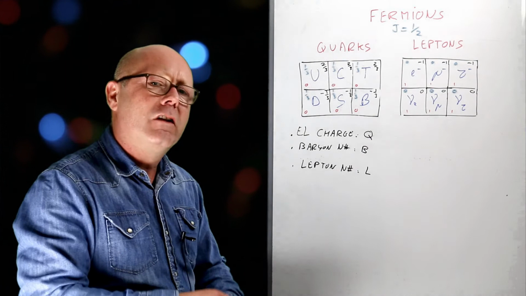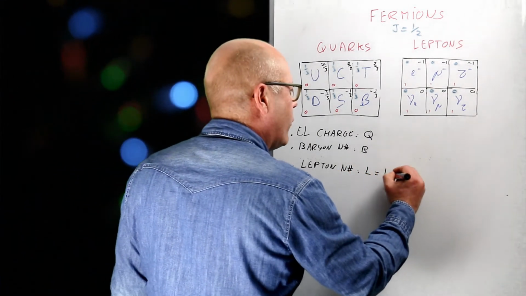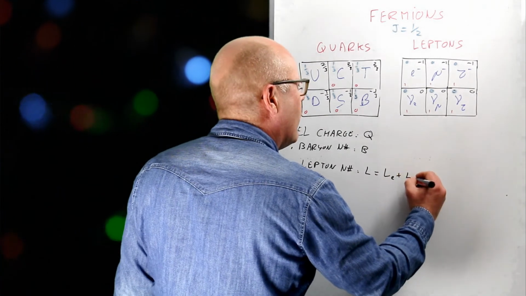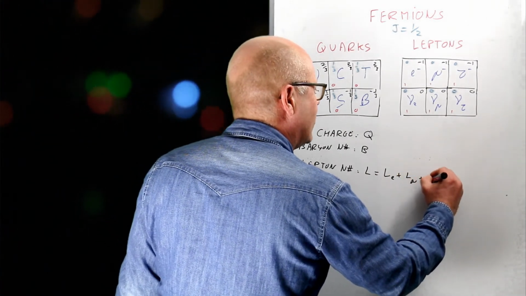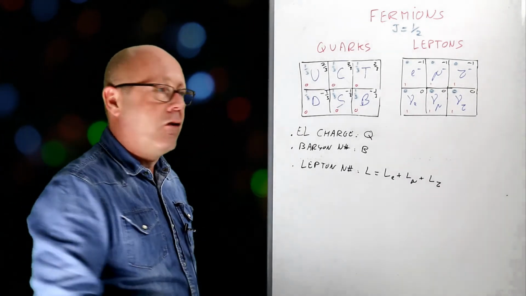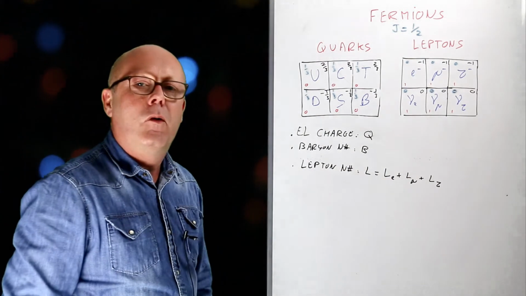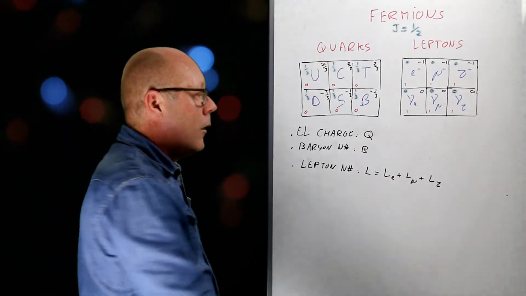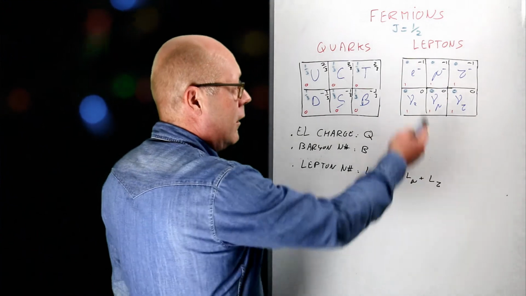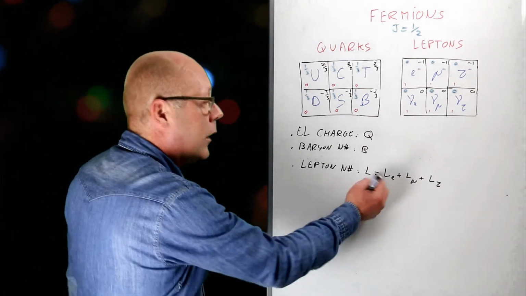But please note that the lepton number is actually a sum of 3 lepton numbers. The electronic lepton number plus the muonic lepton number plus the tau lepton number. So for instance, for the electron, the lepton number is 1, but it is 1 because the electronic lepton number is 1, while for the electron, the muon lepton number and the tau lepton number will be 0, leading up to 1, right?